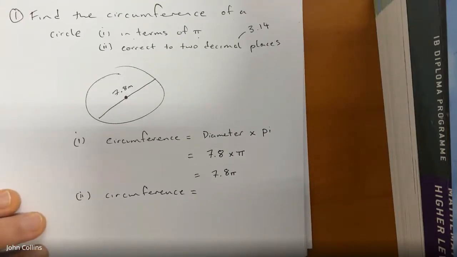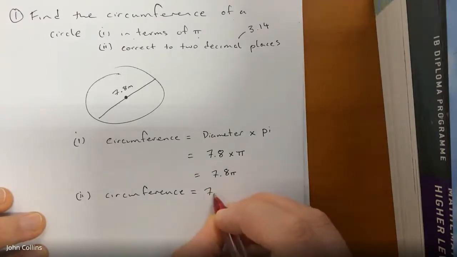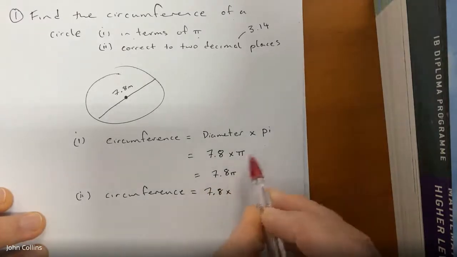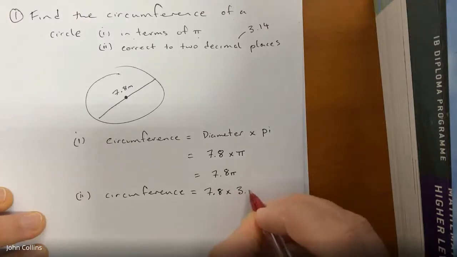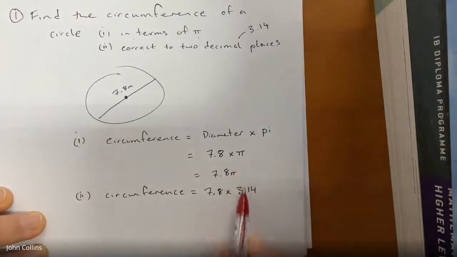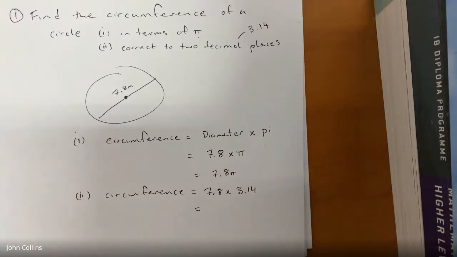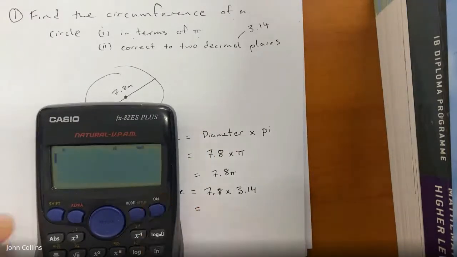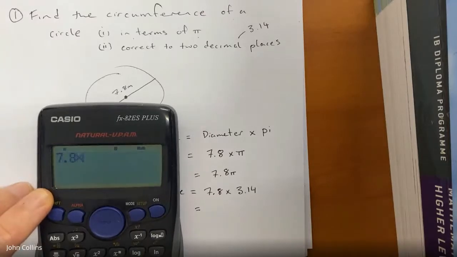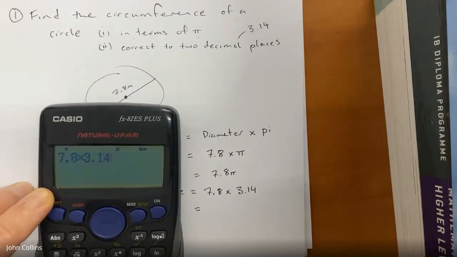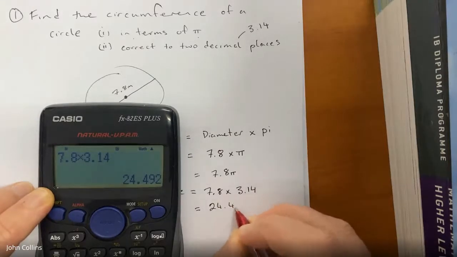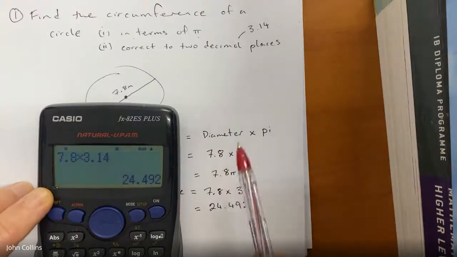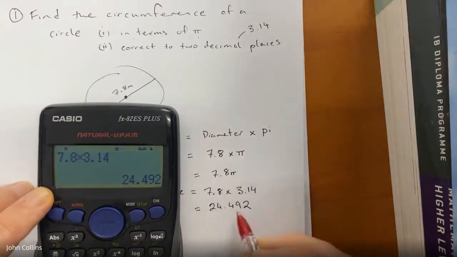So I think it's 24.49. Well, let's see. It's going to be 7.8 times, now instead of the symbol pi, we're going to use 3.14. Now this is why you need a calculator for this unit, because multiplying these decimals will get complicated. So I'm going to take out my calculator, and I have 7.8 multiplied by 3.14. And that gives me, changed to a decimal, 24.492.